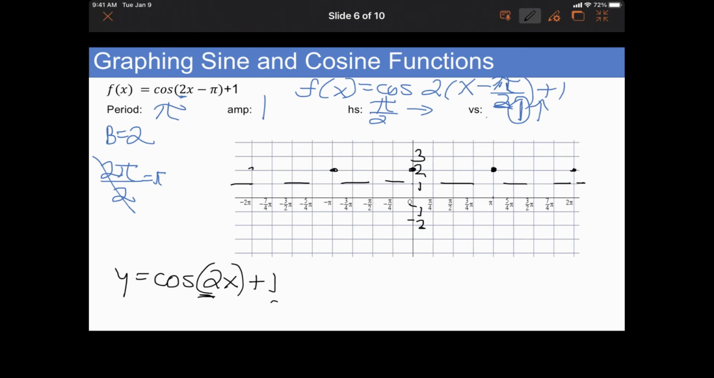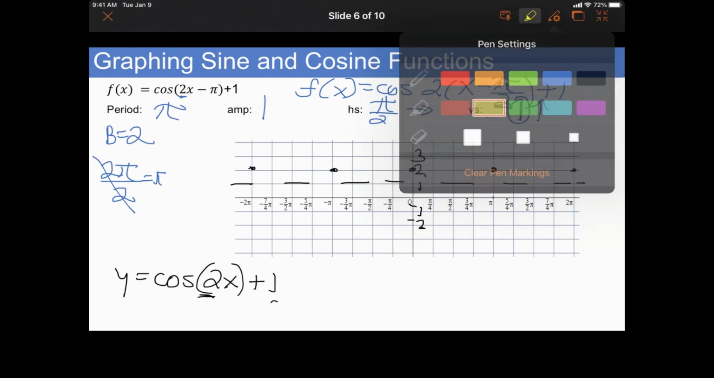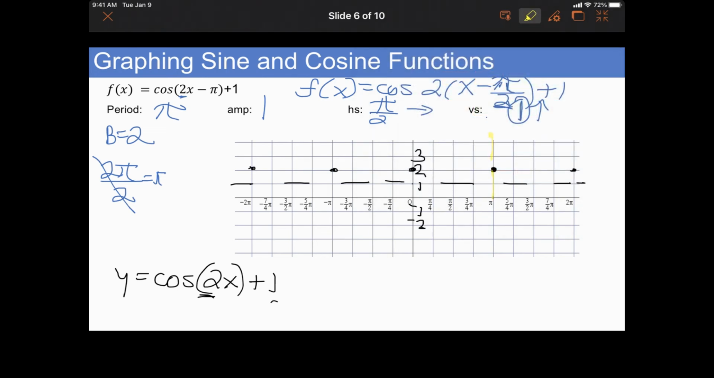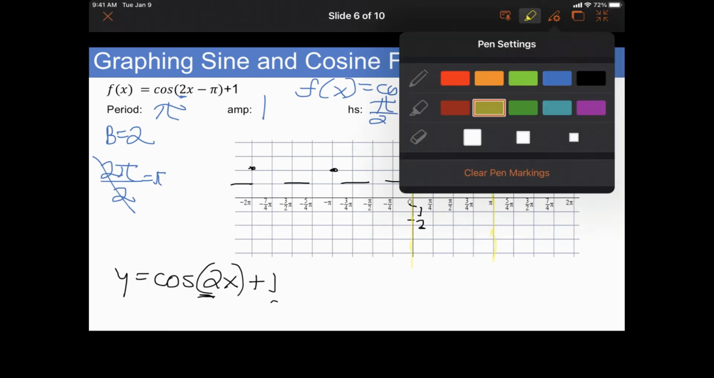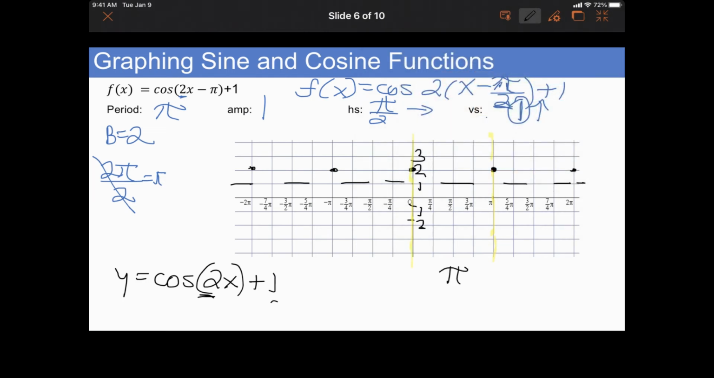Okay, so please remember, I'm just going to put a highlighter so we remember. This is 1 period. 1 period is pi. Right, from here to here.